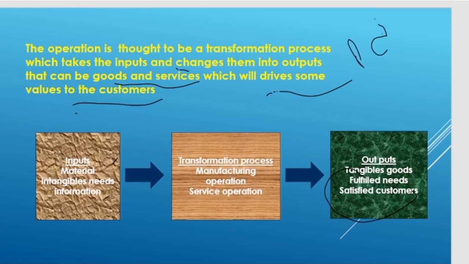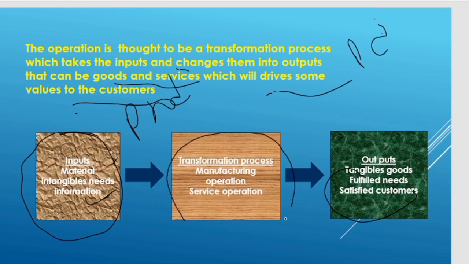And what will be the inputs? These are your materials, in the sense of your raw material and any unfinished goods, and intangible needs and information. The input factor fully depends upon what products you are going to be manufacturing, and depending upon your input factor we decide our production unit, that's your transformation process.